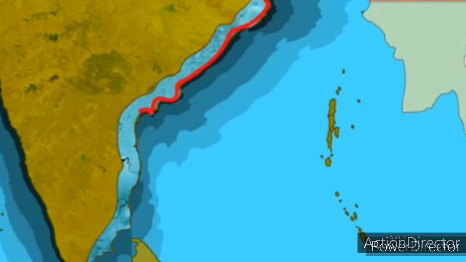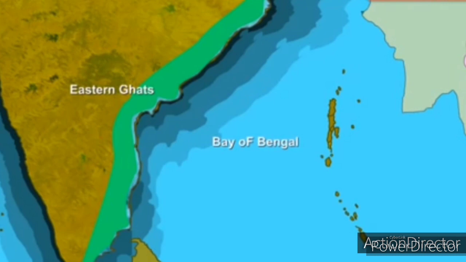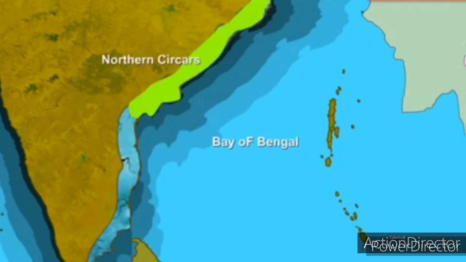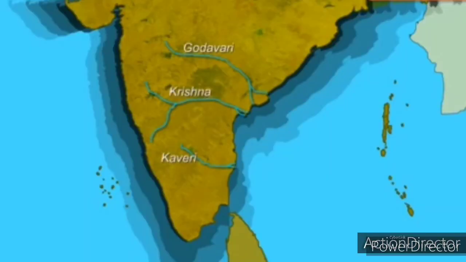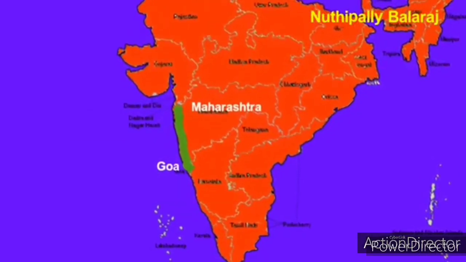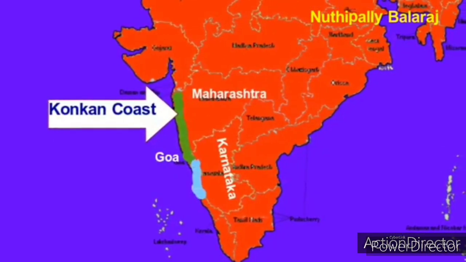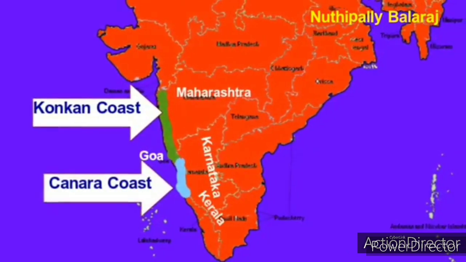In the east, the coastal plains extend from West Bengal in the north to Tamil Nadu in the south and span a distance of approximately 3022 kilometers. These are also known as the Northern Sircars in the northern region and as the Coromandel coast in the south.